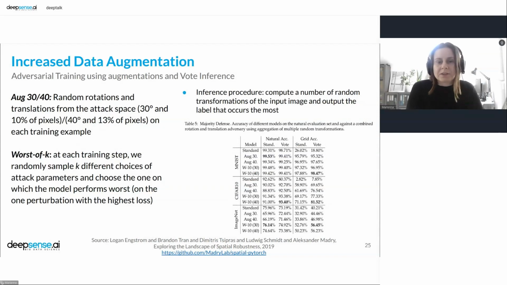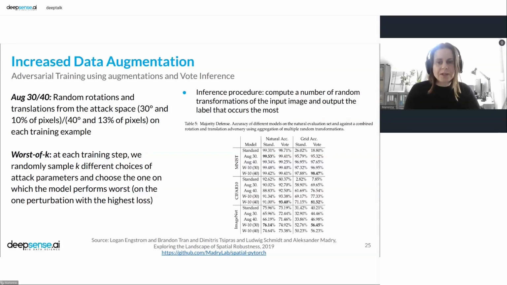Authors of another increased data augmentation technique proposed two types of augmentation: random rotations and translations from the attack space. It was up to 30 degrees and 10% of pixel shift, or the bigger attack space was 40 degrees and 13% of pixel shift. And then they proposed worst-of-K translation.